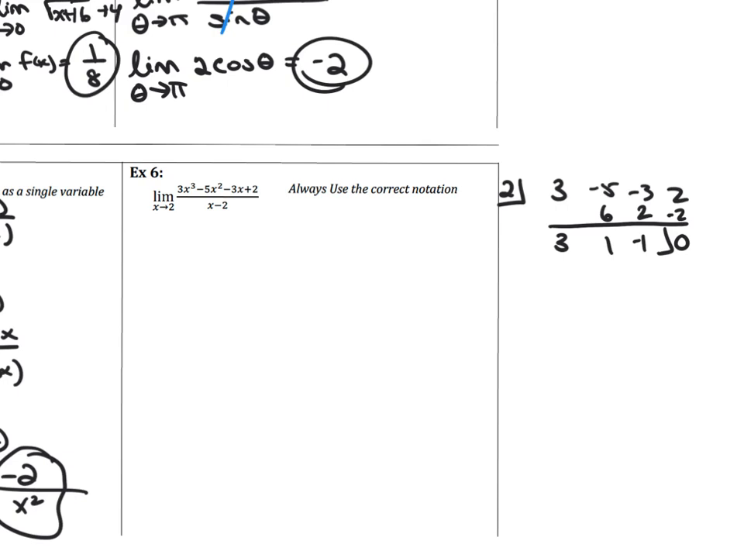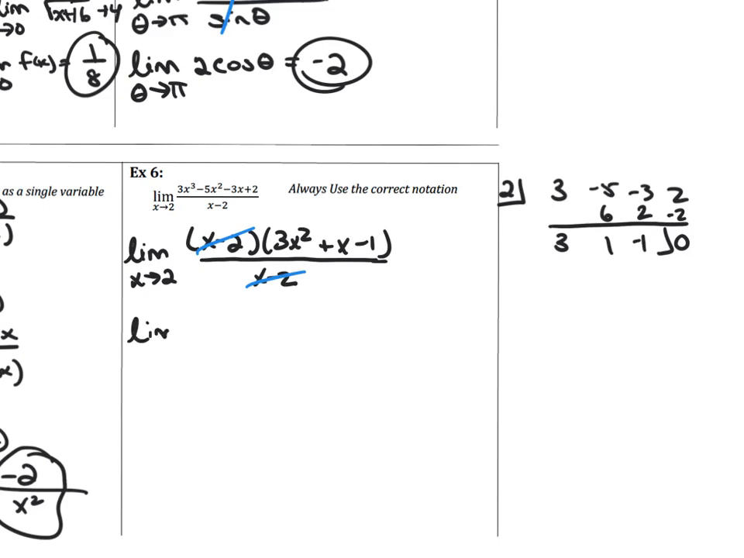So happily, this did factor using the synthetic division. So we can go back again, make sure you write the limit as x approaches 2, or the limit as x approaches whatever, every single time until your final substitution. So having factored using synthetic division, we'll have x minus 2 times the quantity 3x squared plus x minus 1, which does not factor any further. And then in x minus 2, we can see that the binomial factor cancels out.